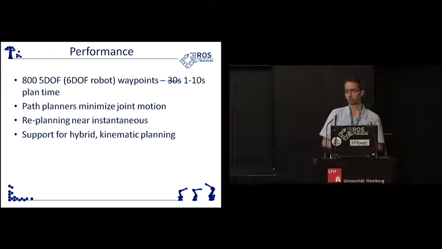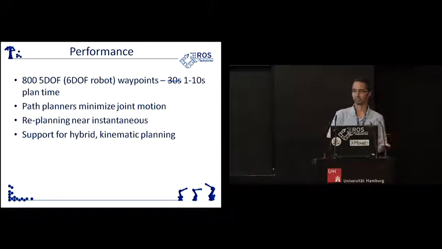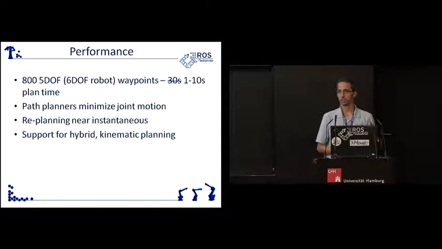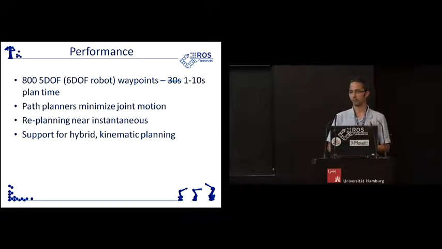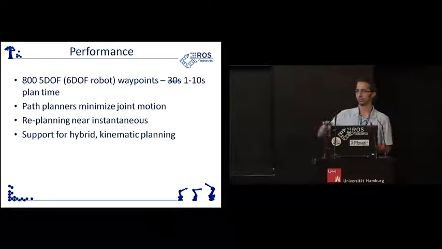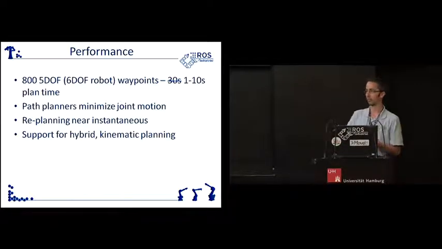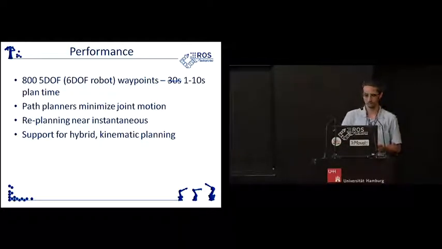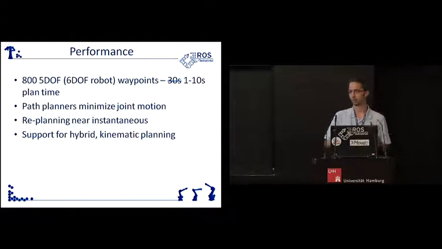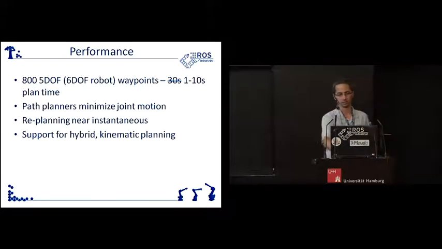The path planner worked by minimizing joint motion. So typically, you've got to have some cost, and that's just one that we've used, but you can imagine others. We achieved replanning, which was nearly instantaneous. We used this, in fact, to allow the user to modify paths via GUI. And then we had support for hybrid kinematic planning, right? So different waypoints, joint and Cartesian.